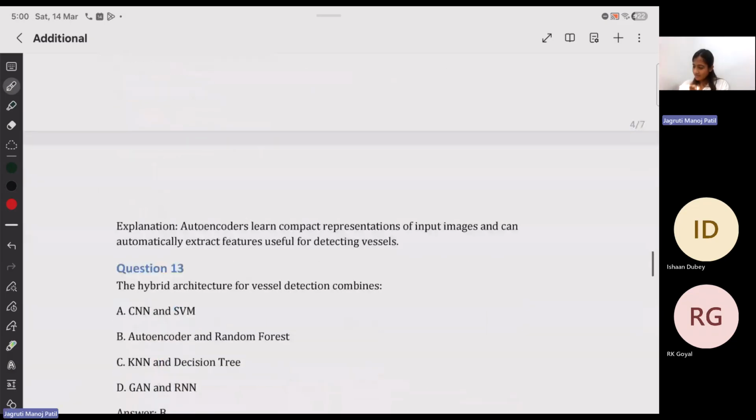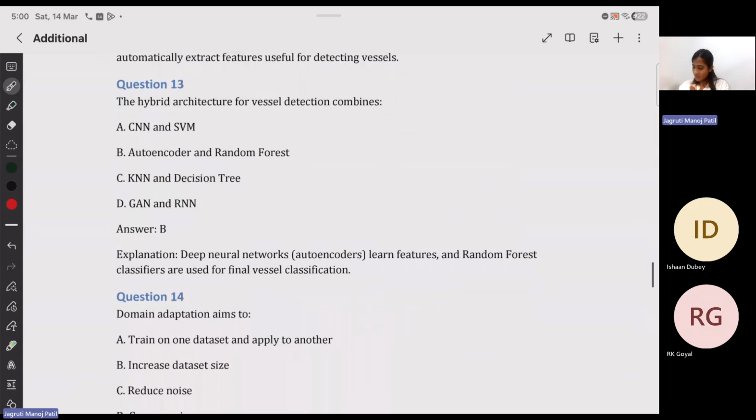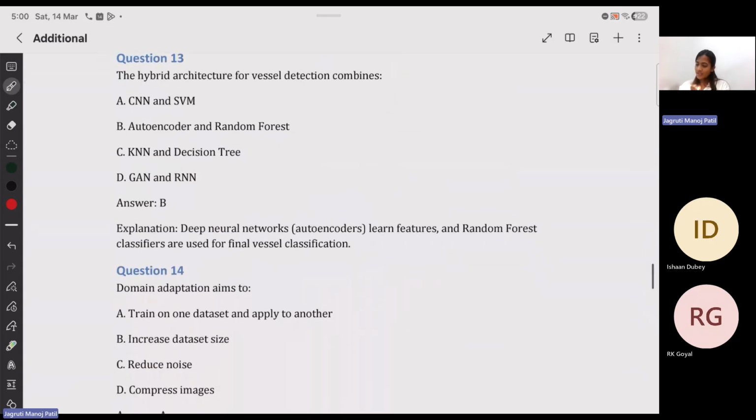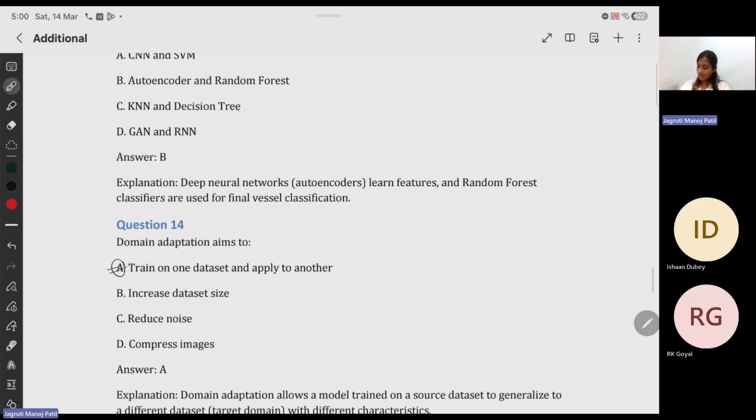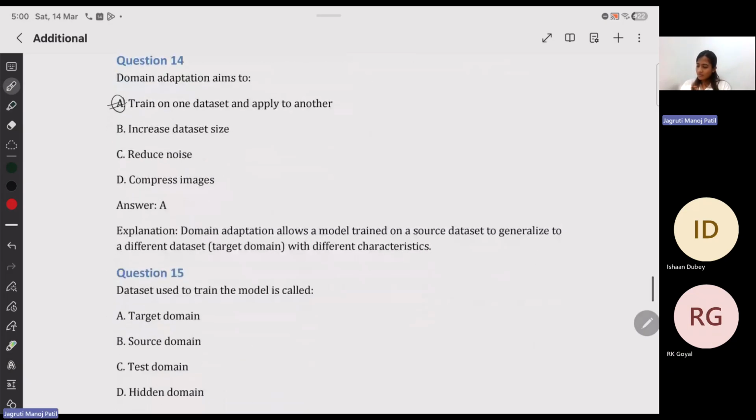Okay, this is fine, just models. Domain adaptation aims to do what? Train on one data set and apply to another, increase, reduce, or compress? Train on one data set and then test on another. The data set used to train the model is called what? Source domain. Yeah, source domain.